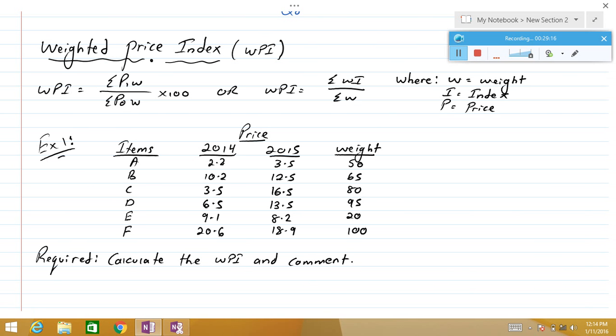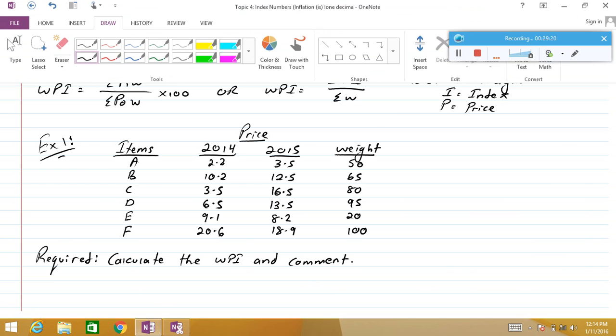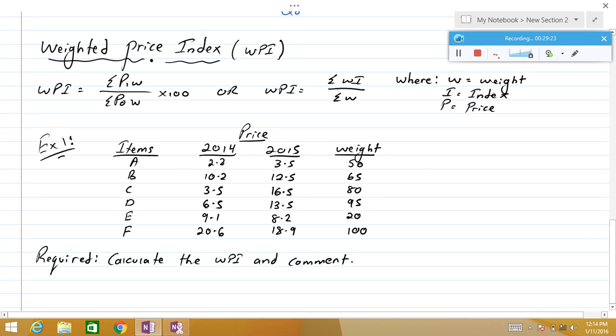Why? Because of what? Index is already a percentage. Okay, it's already times 100. Am I right? It's already a percentage. So if you go times 100 again, it becomes what? 1000. So you don't do that. So only this formula, you don't times 100. Remember that.